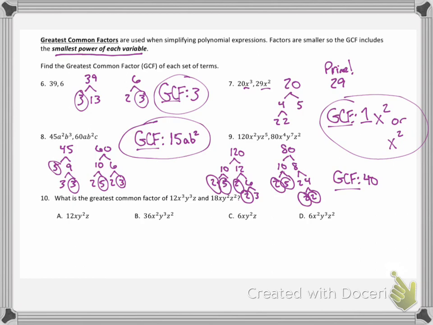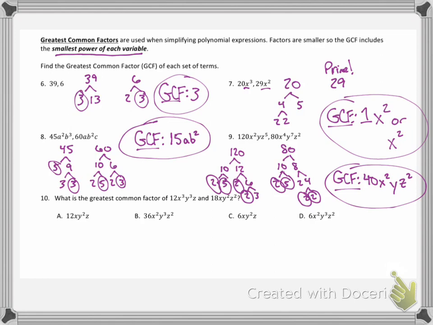Now let's take the lowest of each variable. So x squared and x to the 4th. I'm going to take x squared. y and y to the 7th. y is the lowest. z to the 5th and z squared. I'm going to take z squared. So the GCF of these terms would be 40x squared y z squared.